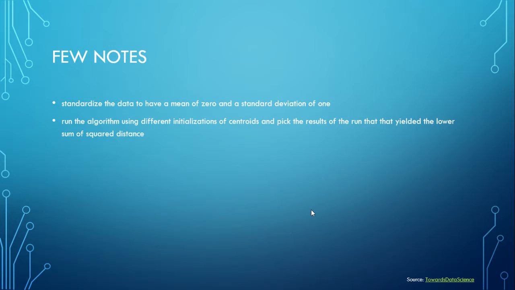Another problem that comes up with k-means is the local optima. If you use the same initialization of the centroids, you will not get different values of the centroids and you will never know if you have reached a global optima or a local optima. So when you run the algorithm, use different initializations of the centroids and pick the results of the run that yields the lowest sum of squared distance. If you keep these two points in mind, you'll be good with the algorithm.